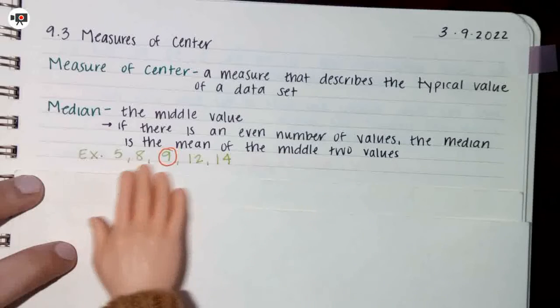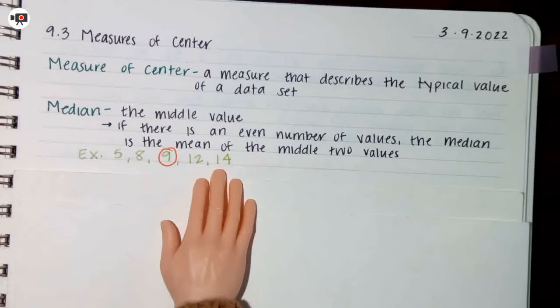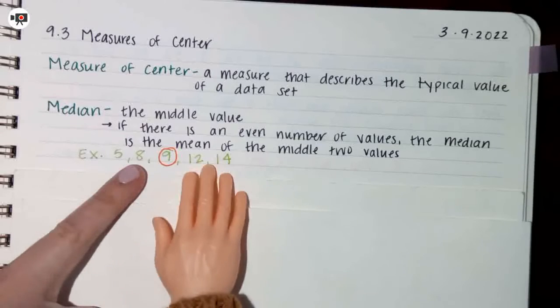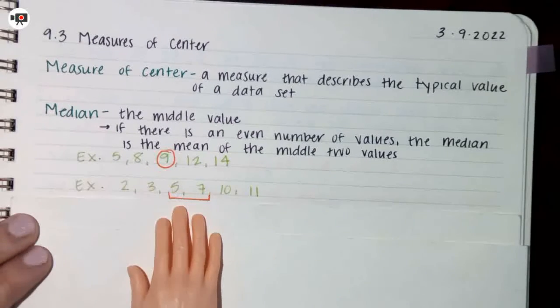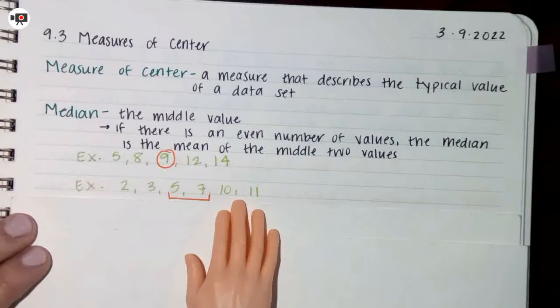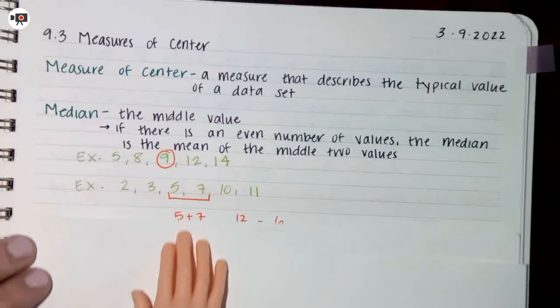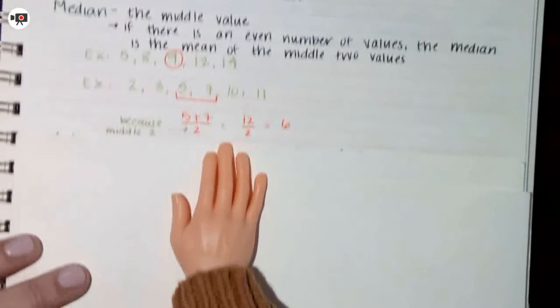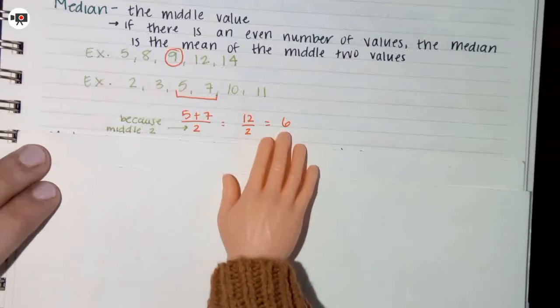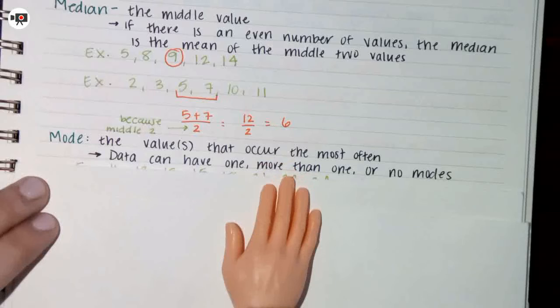So here I have 5, 8, 9, 12, and 14. The median, if I go from the outsides in, the middle one is 9. But in this one, I have 6 numbers, so the middle two are 5 and 7. So I need to find the average, or the mean, of 5 and 7. So the median of this data set is 6.